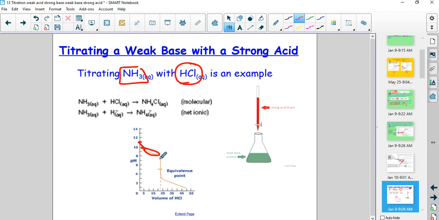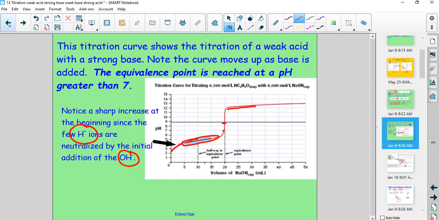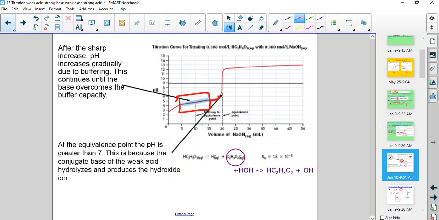When it's past buffering capacity, you then reach your equivalence point, which if you notice, is not at 7. It's just below 7, so it's slightly more acidic. Okay, so think about why that might be the case. Going back to this example, what I've written here, I'll be sure to go over why, but for a weak acid, strong base, notice it's above, right?